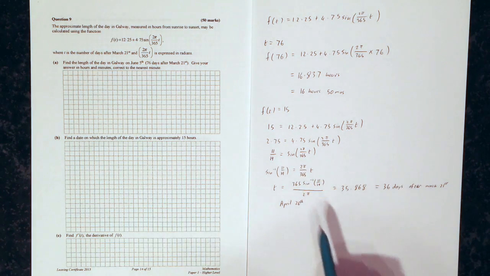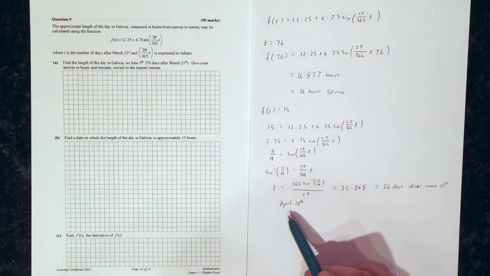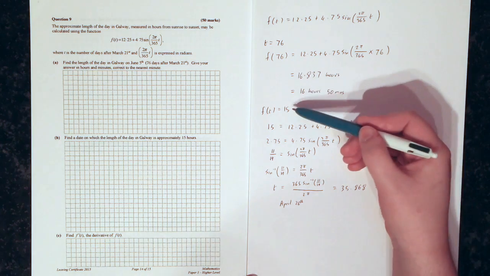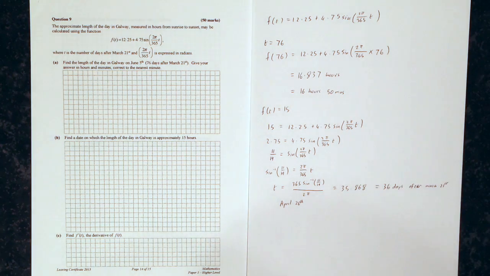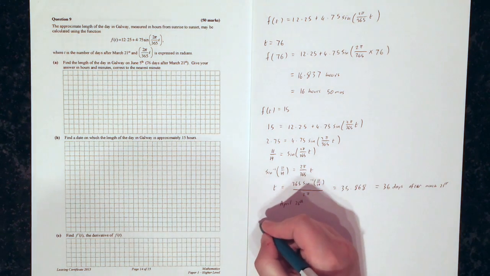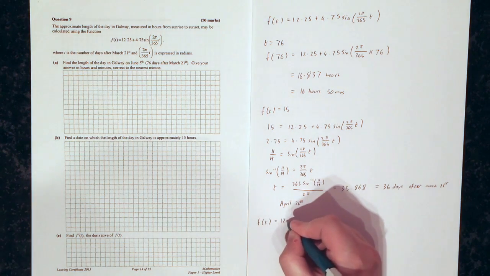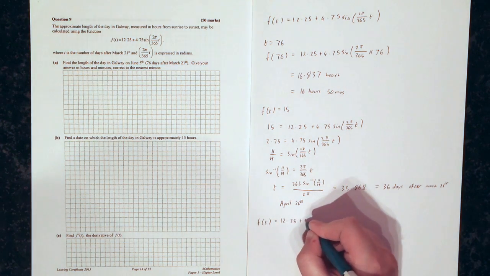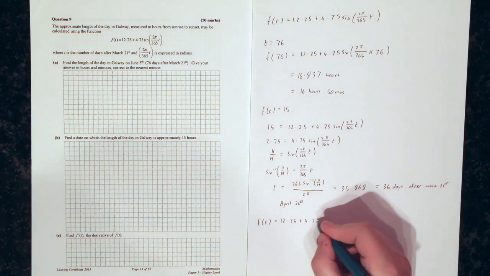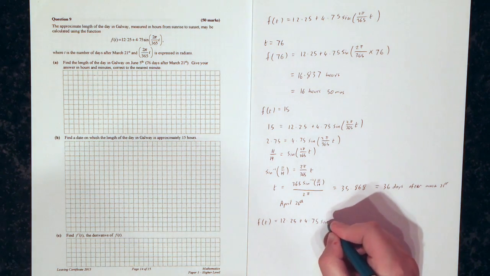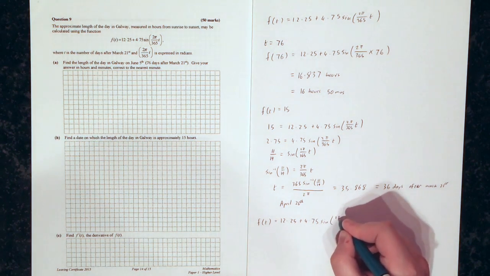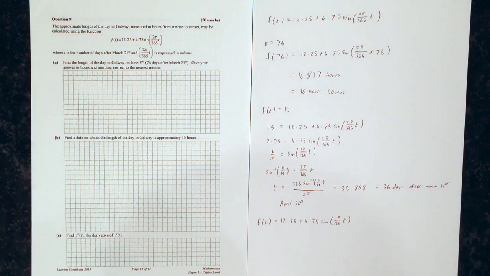So the answer is on April 26th, the day will be 15 hours long. Part C, we're asked to find f dash of t, the derivative of f of t. So we know what f of t is. f of t is equal to 12.25 plus 4.75 sine of 2 pi over 365 times t.